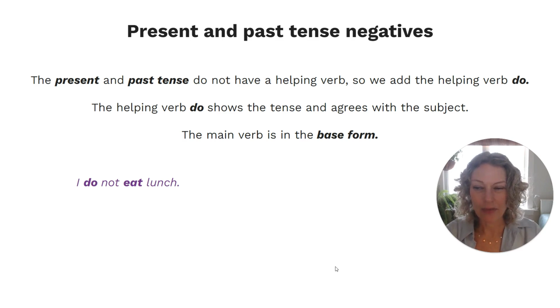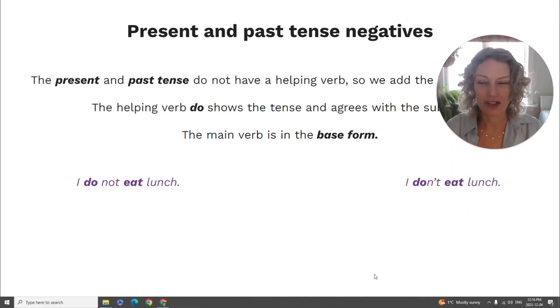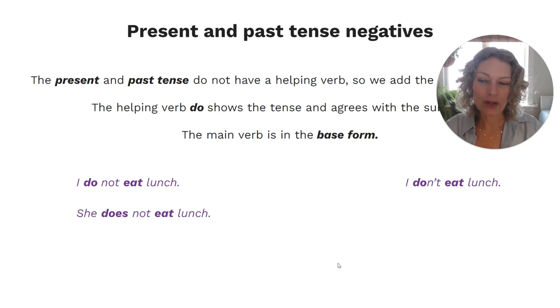So here's an example. I do not eat lunch. So this is the present tense. I know because the helping verb do is in the present tense. It agrees with the subject I, and then we have the base form of the verb eat. And again, we can use a contraction to say this negative. We could say, I don't eat lunch. Here you can see the helping verb do has changed.